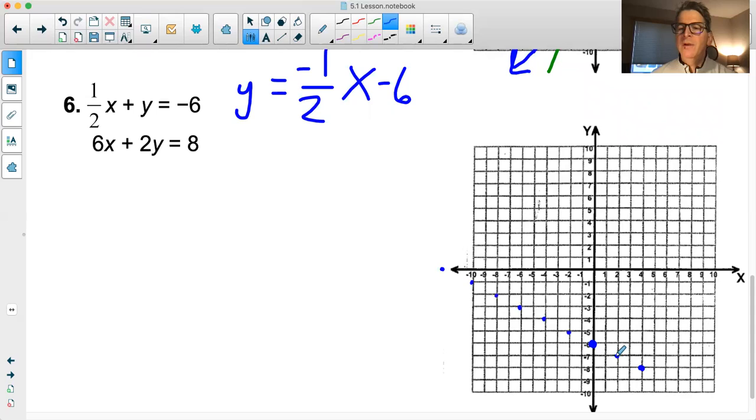Now, what's important here is to get an understanding that the slope, which is negative, has a shape of the line going downhill left to right. Okay. So it's good to keep an understanding of that moving forward here.